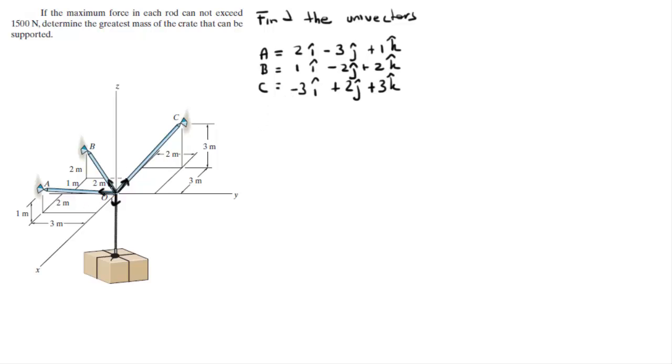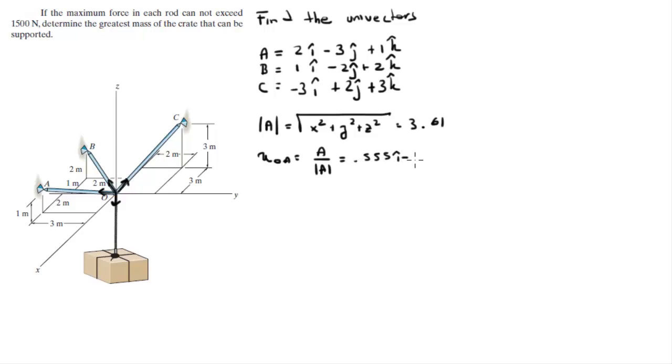To find the univector that goes from O to A, you basically need to divide vector A by its magnitude. So first you need to find the magnitude of A. The magnitude of A is given by the x component squared plus the y component squared plus the z component squared. So 2 squared plus 3 squared plus 1 squared, and square root, is equal to 3.61. And the univector that goes from O to A is given by the vector A divided by its magnitude, and it comes out to be 0.555 in the I minus 0.832 in the J plus 0.277 in the K.